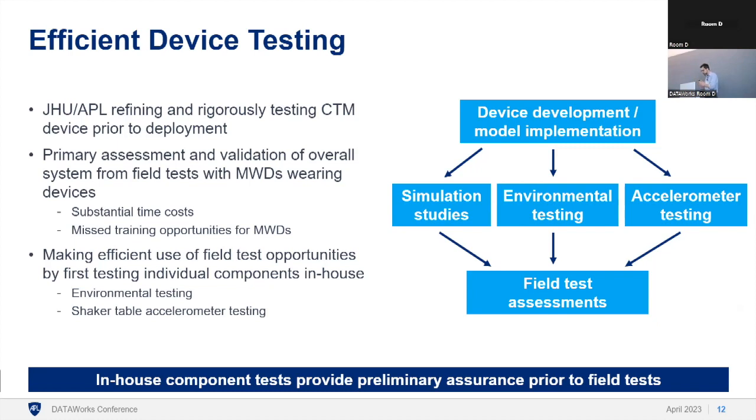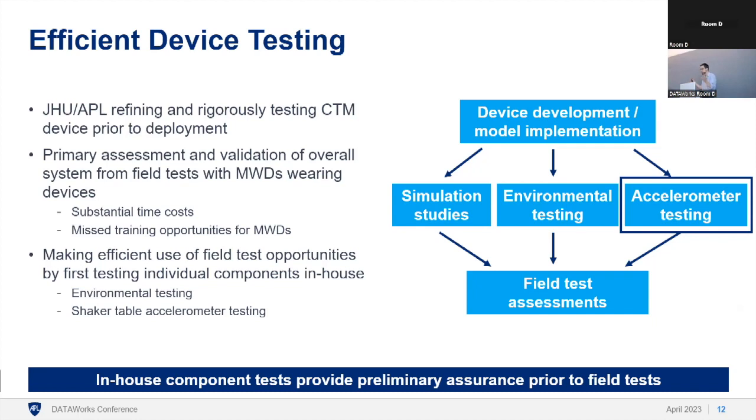And in order to do that, we are complementing them with less expensive in-house tests of the specific components. And today I'm going to focus on the tests for the accelerometer. So for instance, rather than waiting until a field test to discover that the accelerometer is inaccurate and then losing the chance for a full day of field tests, we're separately testing that accelerometer in-house, hopefully enabling issues with that component to be discovered prior to field testing.